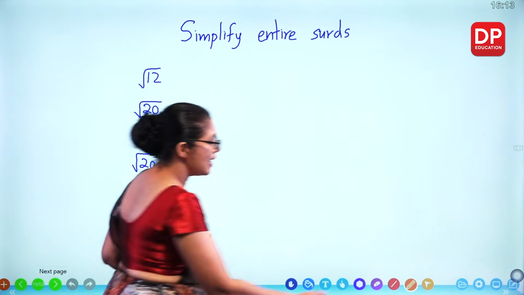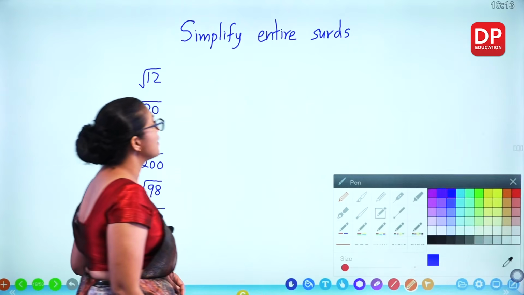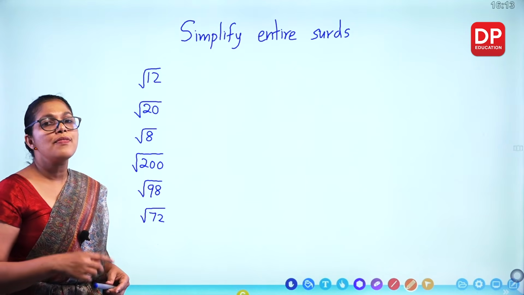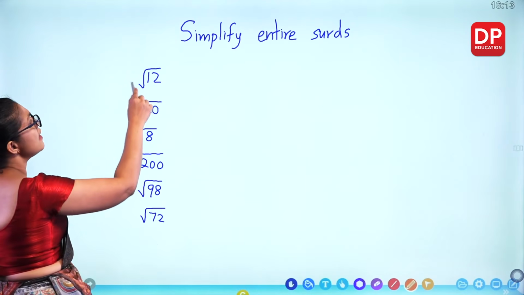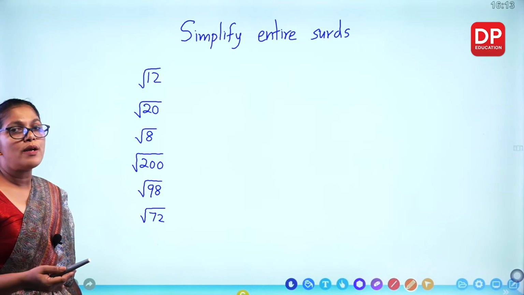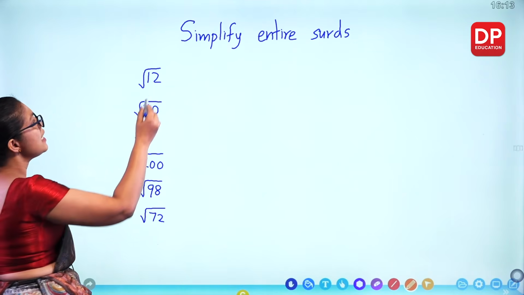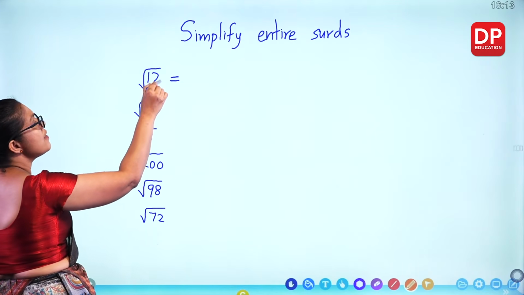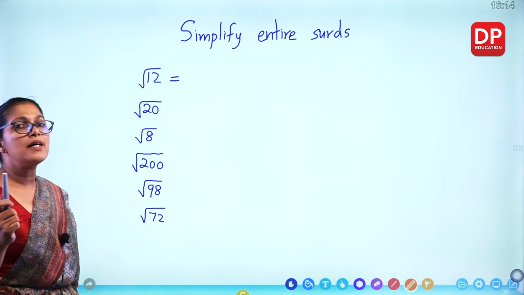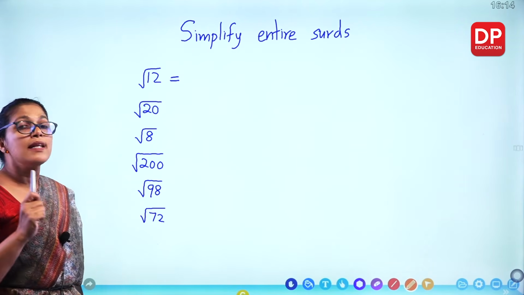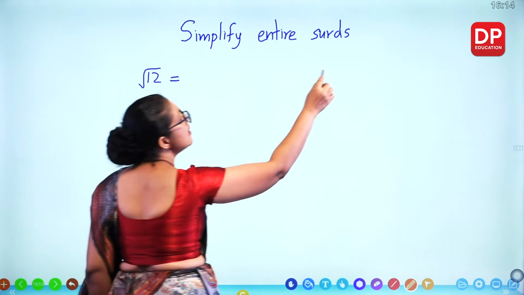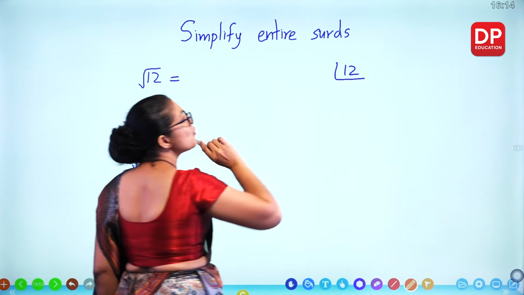Now we'll see how we can simplify entire surds. What are entire surds? Any whole number in the radical form. So this is an entire surd. How can we simplify and write down as a surd value? Here we need to think about how we can write down 12 in terms of a square number and another number. Then we can simplify further.